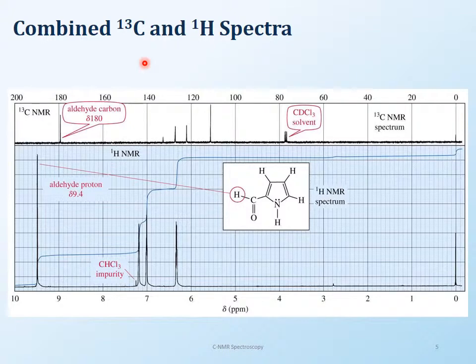So at one point, what you will do is you will run your proton NMR, which can be done in 15 minutes, and then you'll change the probe and you'll put your sample in the carbon-13 probe, and then you'll run the carbon-13 NMR, and then you will take both of those two and combine them to give you something like this. Okay, and so you can have both of the spectra displayed to you.